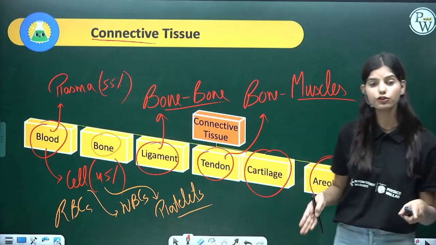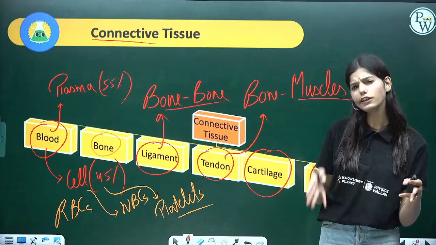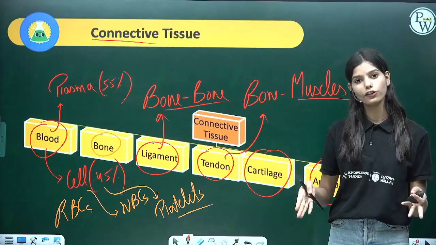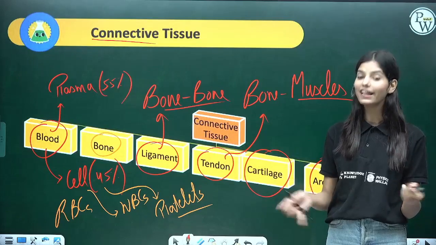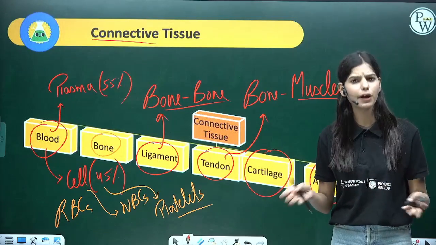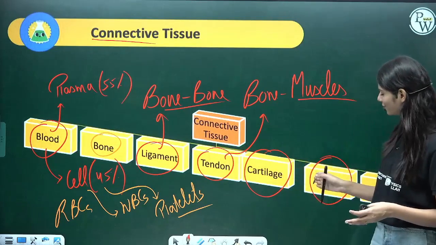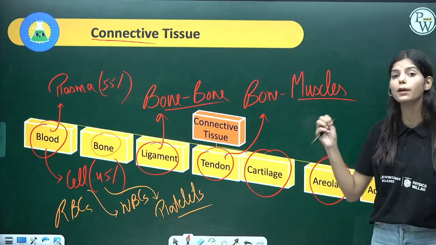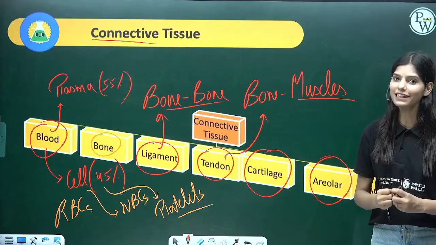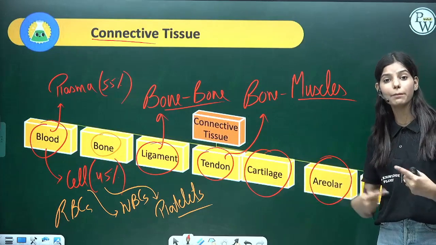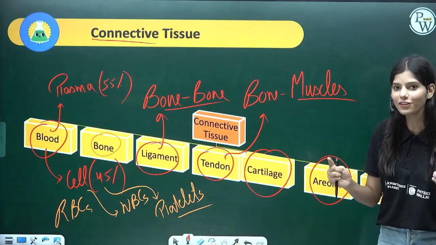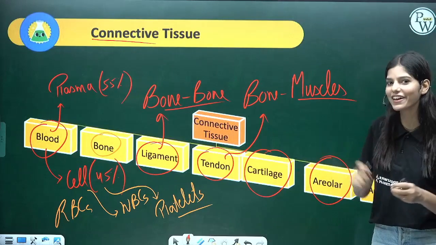So areolar tissue is found between the skin and the muscles, and it fills up the inside of the organs. Also, it supports our internal organs, and it also helps us in the repair of tissue. So this areolar tissue is really important because it is a kind of connective tissue which is supporting our body. How exactly? By filling the internal empty spaces of the organs, and also it helps us in repair of the tissues.